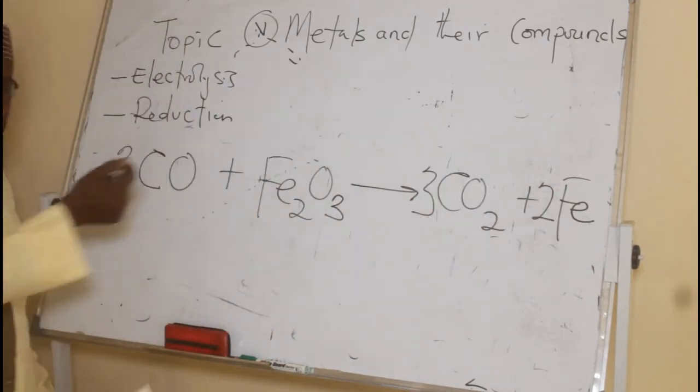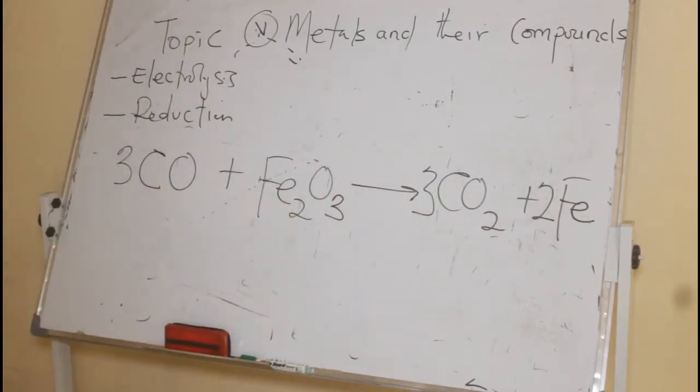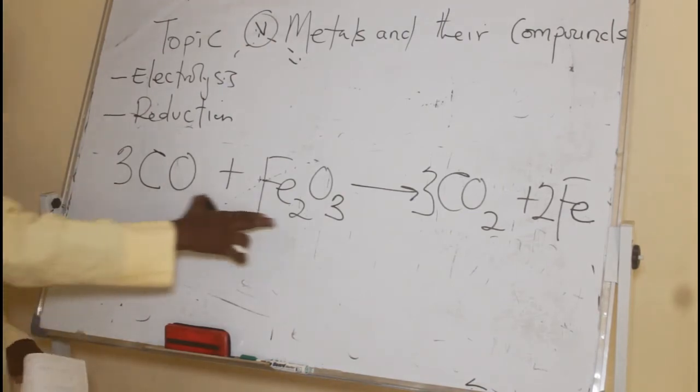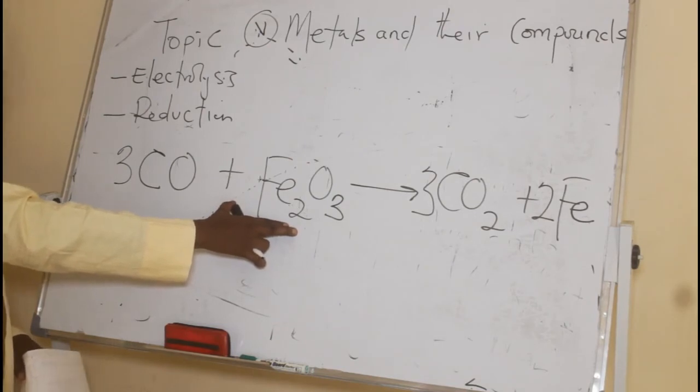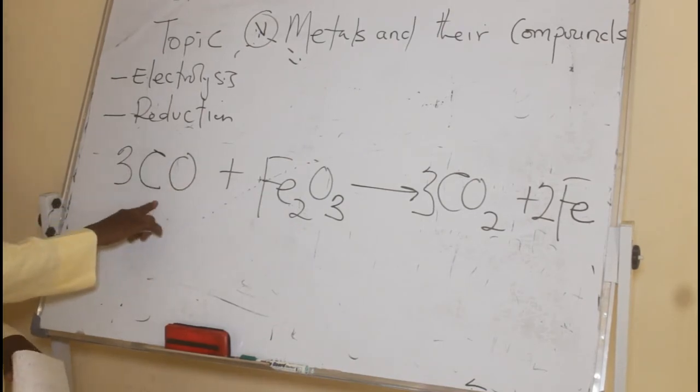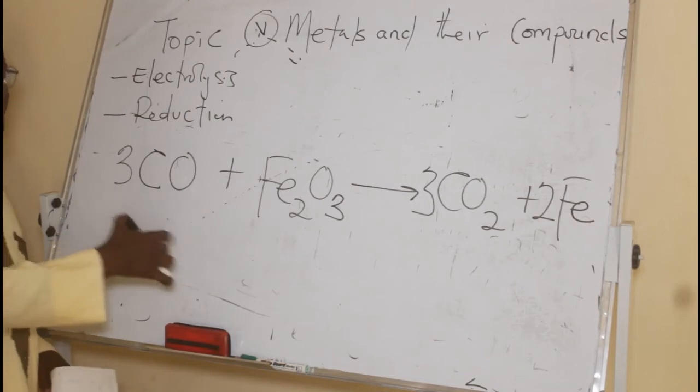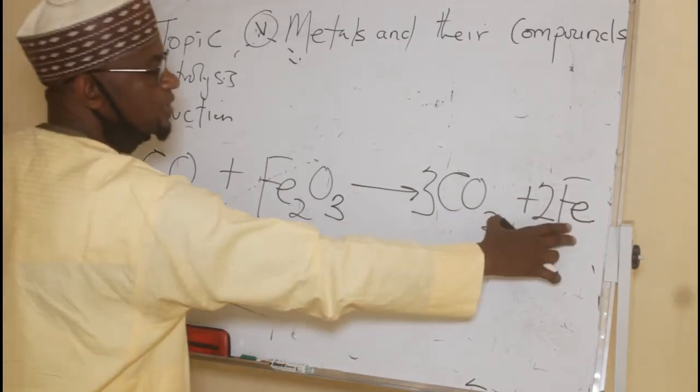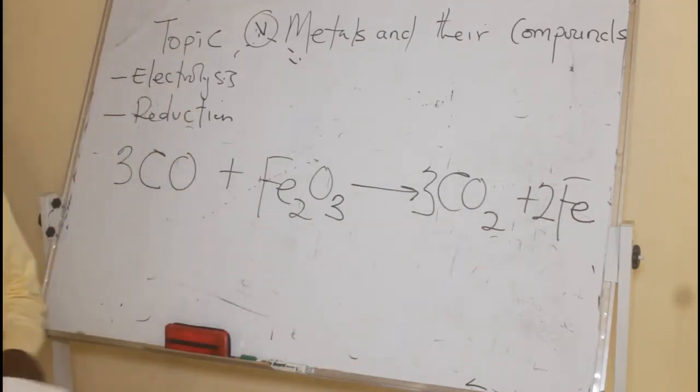So apart from electrolysis, whereby you use electricity and you get your metals, another technique is the reduction of their oxides. Example, this is iron 2 oxide, iron 3 oxide. Carbon monoxide is a reducing agent. You react them together, it will give you carbon 4 oxide, and the metal will be reduced to pure iron. Are you with me?